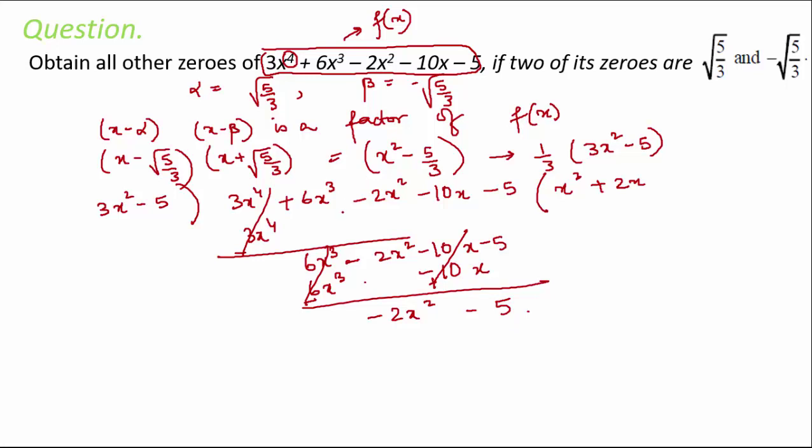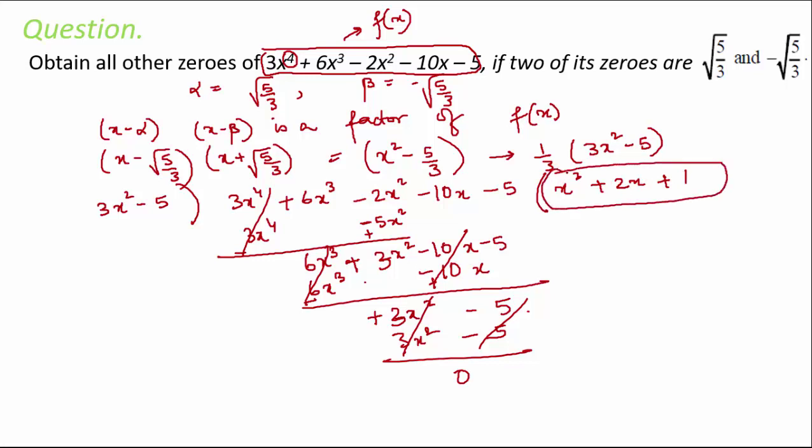Okay, I think something that we missed out is when we multiplied it by x square, this minus 5 also gets multiplied by x square. So here also we get another minus 5. So therefore this becomes plus 3x square. So here we have plus 3x square minus 5. Now 3x square minus 5 multiplied by 1 gives us 3x square minus 5. So the remainder is 0. Correct? So that means the other zeros are this. So this represents the other zeros.